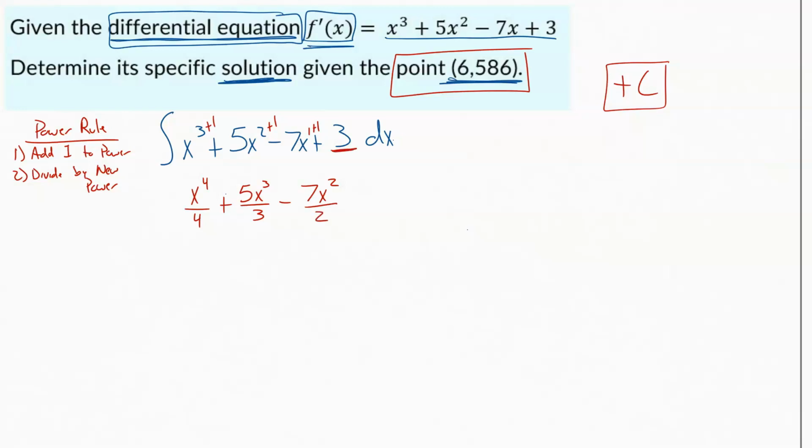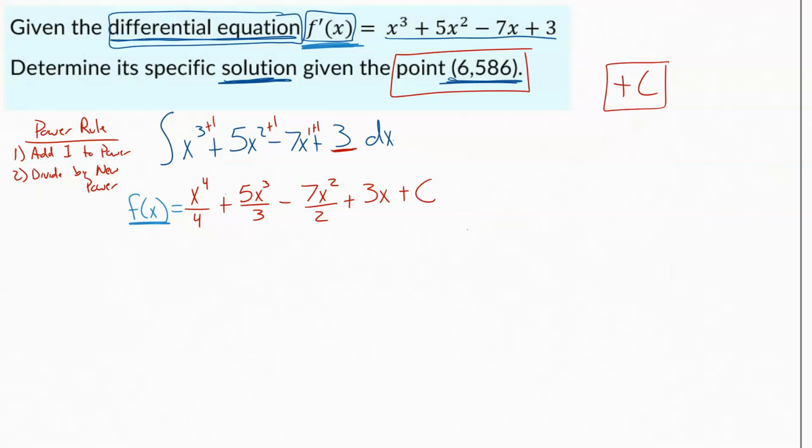Numbers by themselves, when we were taking derivatives, constants went away. When we're undoing derivatives, we give them a letter back, so they gain a letter back. And then we put this plus c at the end. What we have right now is a general equation of our original function. We just undid our derivative and got back to the original equation.